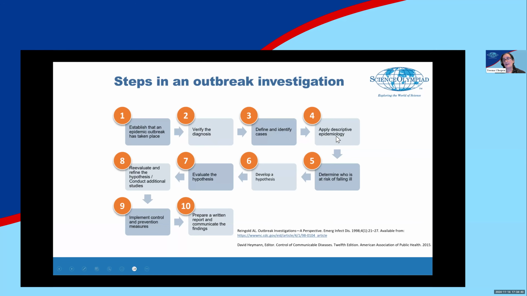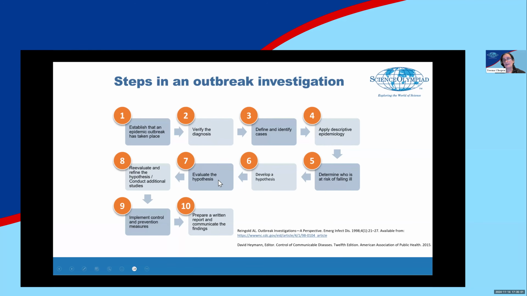I have defined their descriptive epidemiology. I know which unit they are from. I also know who is at risk of falling ill. These 7 patients belong to one unit, and this unit is my geriatric unit in my hospital. And I have developed a hypothesis that probably the room was not clean.